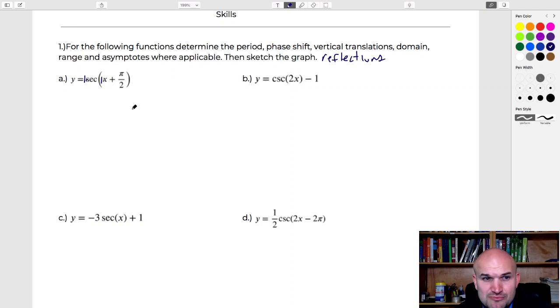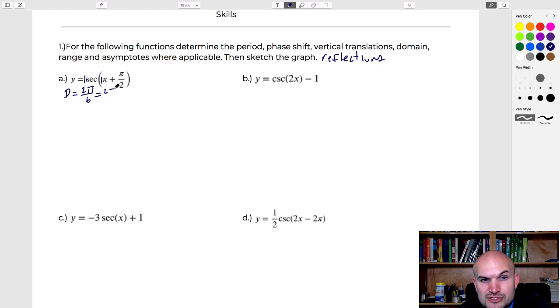So this one is pretty simple. You can see that the only thing really going on here is I'm shifting the graph pi halves to the left. So let's just do the period here, because since B is 1, remember the period for secant and cosecant is 2 pi divided by B.